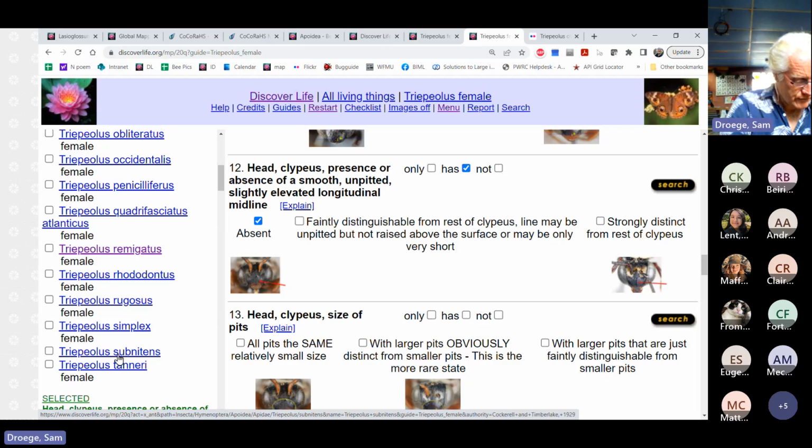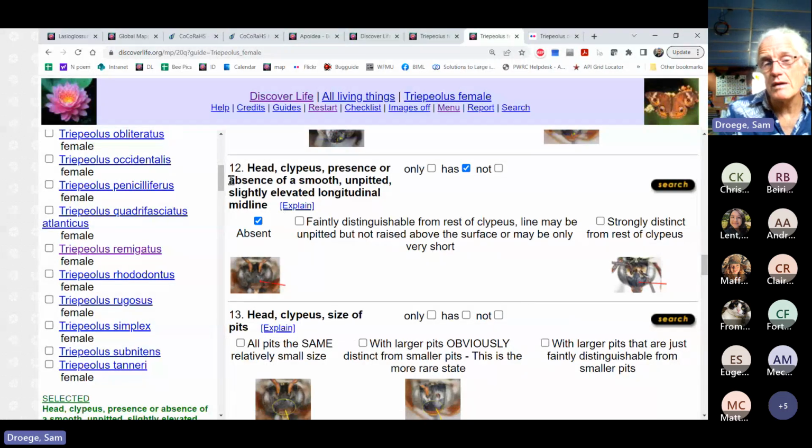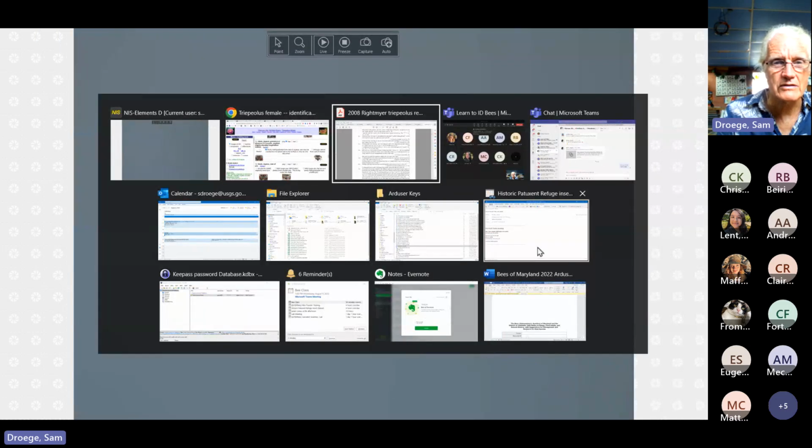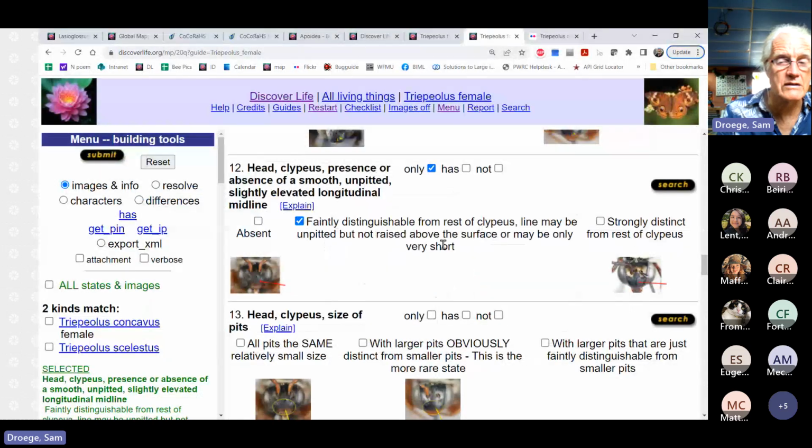I don't recall seeing a character in the... The reason not for "only" is I'm interested in sort of ambiguous ones. We could do "only." I'm not sure how many are scored for only faintly distinguishable. To, well, concavus. Okay, well, there you go. Interesting. Right, so this is the classic faint one, and not scored for distinct or absent.